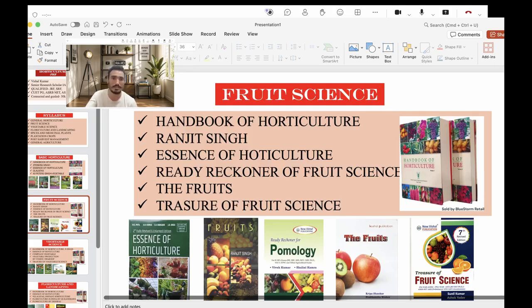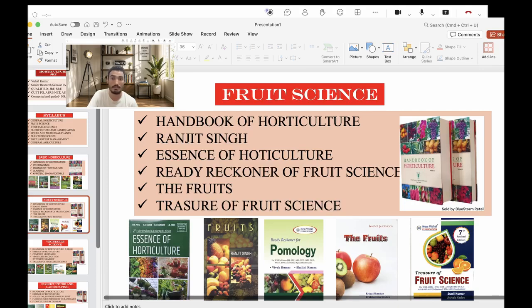Next we have Essence of Horticulture. After studying these books, Handbook and Fruits by Ranjit Singh, please switch to Essence of Horticulture, because without studying this book you won't be able to qualify JRF Horticulture. This book is one-liner based, so you won't find any story in it, and you have to remember everything. Second, the Fruit Science corner is the same as Essence of Horticulture.